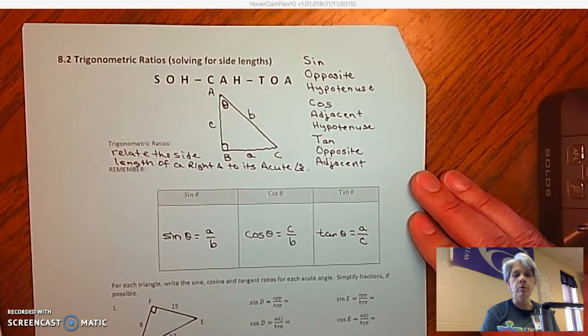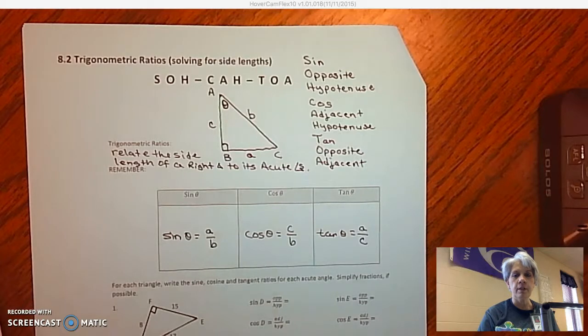In our next portion, we will go ahead and put some numbers in this so that you can see how this works.